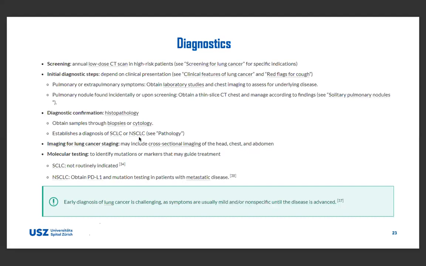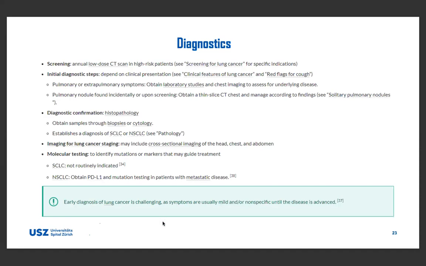Molecular testing or additional imaging can be done in order to complete the staging. Staging means to understand how widespread the disease is, whether it's just in the lung or maybe already with metastatic lesions in a bone, a brain, or whatever. So this is a stepwise approach.